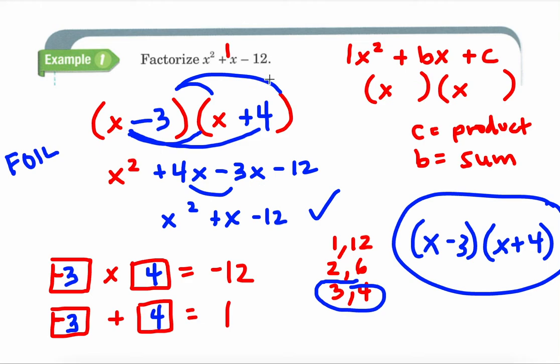I needed to find two numbers that would multiply to get to negative 12, my c value, my product. But those two numbers also had to add together to get me my b value, that coefficient of the middle term, of 1. And because it was a negative 12, I knew one of them had to be negative. So it really wasn't adding to 1, it was subtracting to 1 when we look at just the digits. So that answer is x minus 3 times x plus 4.